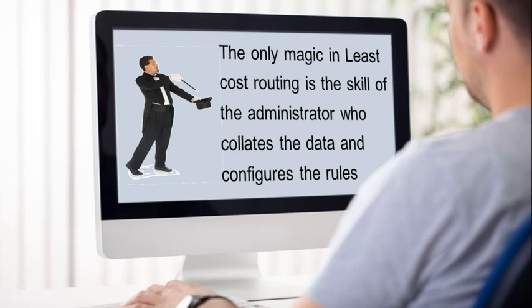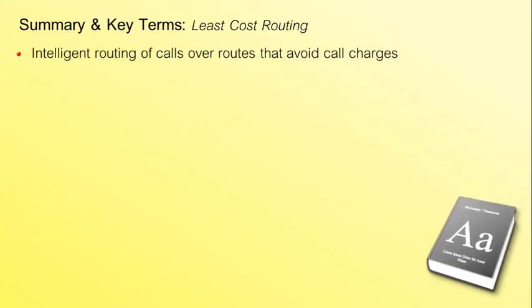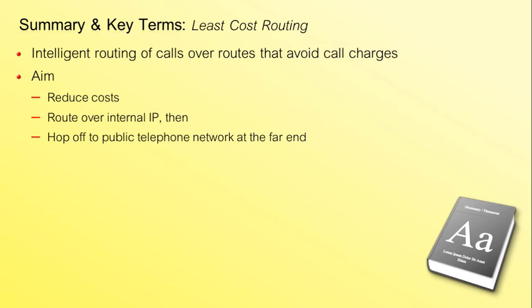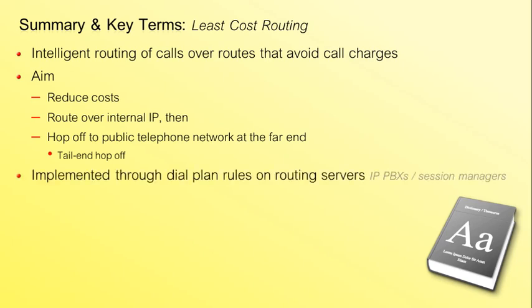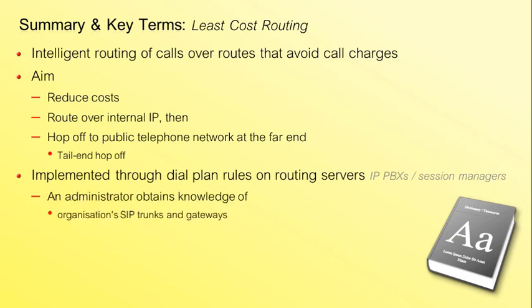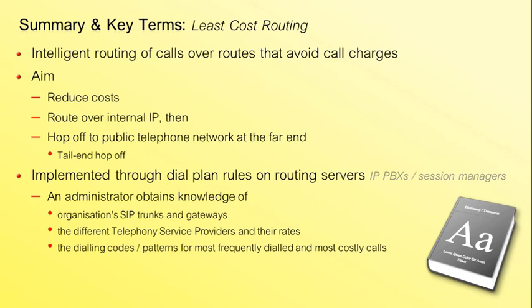So, in summary, least cost routing is intelligent routing of calls over routes that avoid call charges. The aim is to reduce costs by routing calls as much as possible over internal IP, then hop off to the fee-based public telephone network at the far end, something known as tail-end hop-off. Least cost routing is implemented through dial plan rules on routing servers, that's IPPBXs or session manager type servers. Some administrator somewhere obtains knowledge of all the organization's SIP trunks and gateways, the different telephony service providers and their rates, and the dialing codes, the dial patterns for the most frequently dialed and most costly calls. He then configures dial plan rules to route such calls over the cheapest routes.